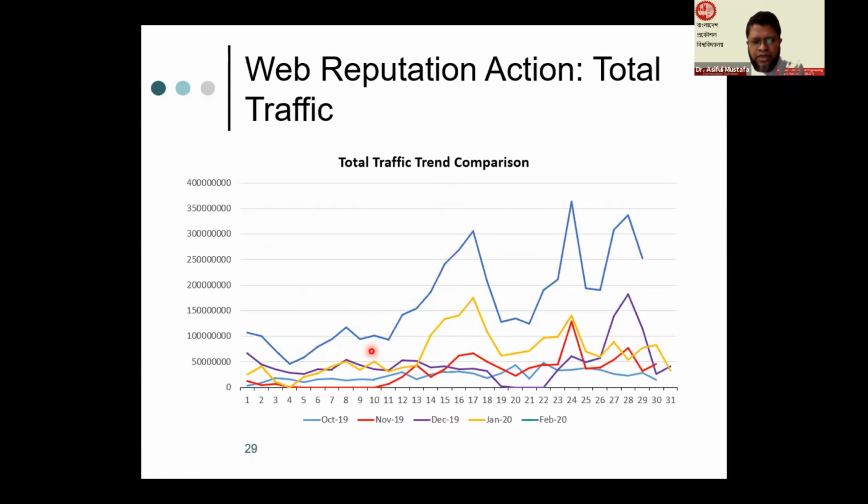So this is the total traffic in terms of all blocked, allowed, and suspicious. As we can see, in February we actually have a lot of traffic. In October, we did not have much. There is a spike in January, and there is also a spike in February.